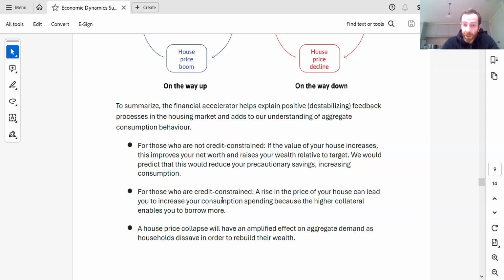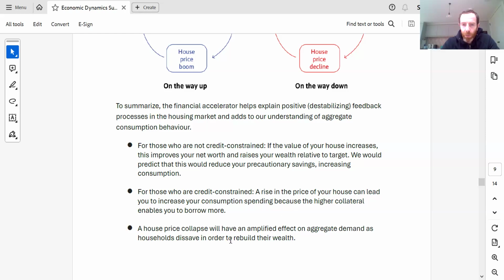So it increases consumption for individuals who are not credit constrained. And even for people who are credit constrained, right, so they can't really borrow much, if the price of your house goes up, then actually maybe you are going to be able to spend more, because now that your house is worth more, you have more collateral, you could borrow more, which allows you to increase your consumption as well. And obviously, if house prices fall, then we see the opposite effects, right? Not credit constrained households are going to increase their precautionary savings. They're going to save more, and people who are credit constrained are going to be able to borrow less now because their house is worth less, so they have less collateral.